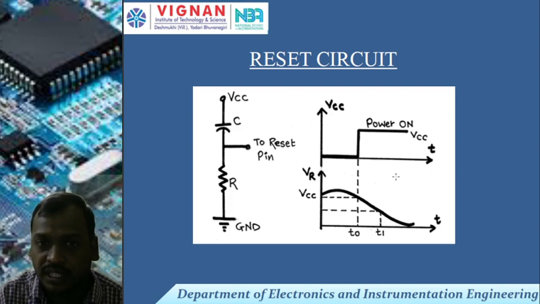Here in the reset circuit, we are given the VCC. Whenever I press the reset button, the VCC voltage is given to this circuit. That means the capacitor is in the charging position. Whenever the reset pin is enabled, the capacitor is charging. Observe here, whenever the reset pin is pressed, T0 to T1 is the power on, that means to reset the processor.